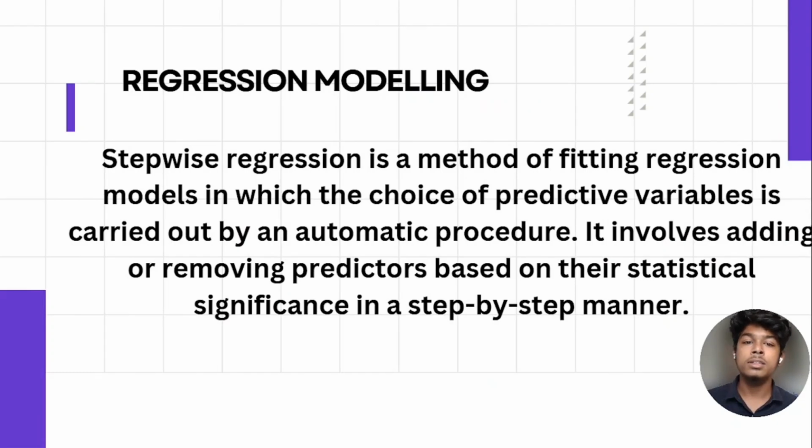Now, stepwise regression is a method of fitting in which the choice of predictive variables is carried out by an automatic procedure, meaning there is a step size. It involves adding or removing predictors based on statistical significance. Meaning if 2 is closer to 0 and 5 is less close to 0, the 2 will be chosen as the predictor variable. Now, let's see the code example.